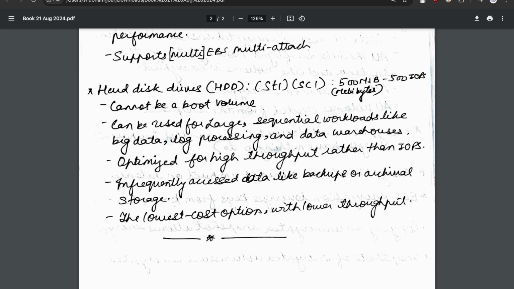Second, it can be used for large sequential storage, like big data, log processing, and data warehouse. It is optimized for high throughput rather than input output, and infrequent data backup and archival can be among its use cases. Since it is a lower cost option, that's why we are getting lower throughput over here.